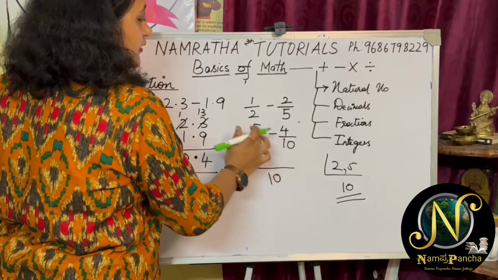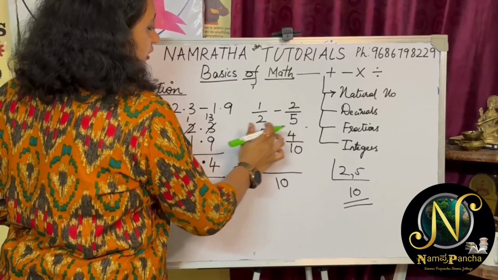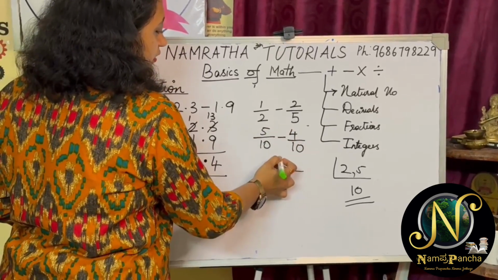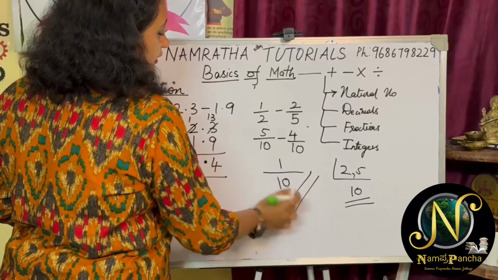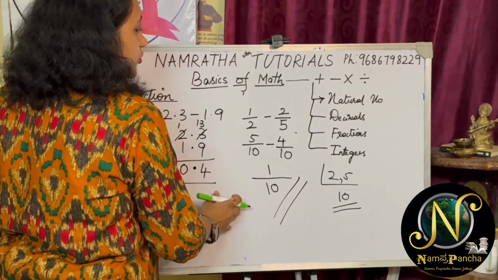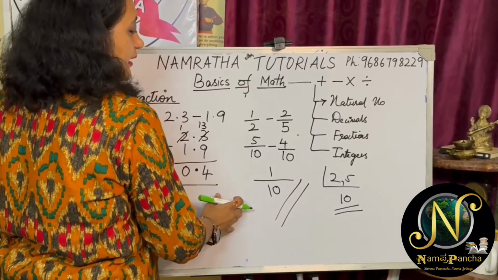Denominator is 10. Numerator we have to subtract. 5 minus 4 is 1. So the answer will become 1 by 10. So the subtraction of 1 by 2 and 2 by 5 will lead to 1 by 10.